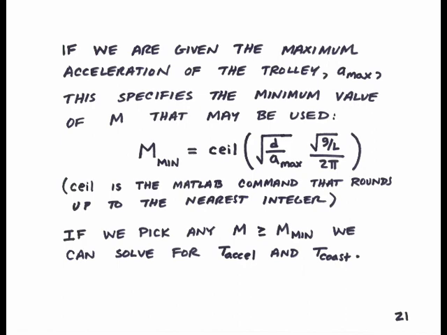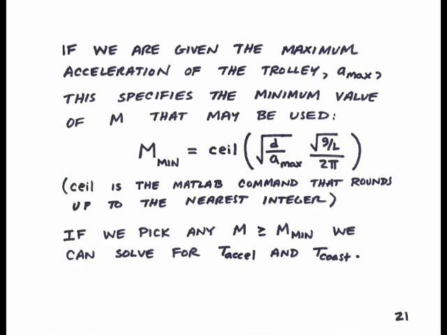If we want to move the trolley as quickly as possible from the start position to the stop position, we'll want to use the maximum acceleration of the trolley, which will be specified by the motor torque. We designate this maximum acceleration A_max, and given that, we then can find the minimum value of m that may be used. m_min will be equal to the Ceil function of the quantity square root of d over A_max times square root of g over L, divided by 2 pi, where Ceil is the MATLAB command that rounds up to the nearest integer.